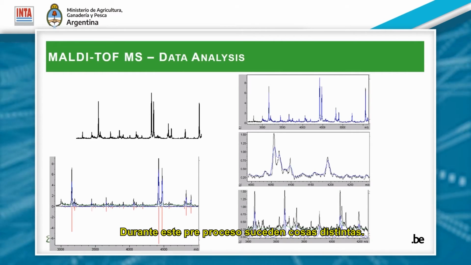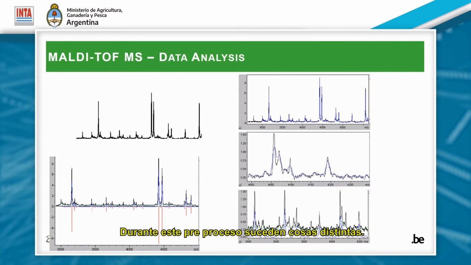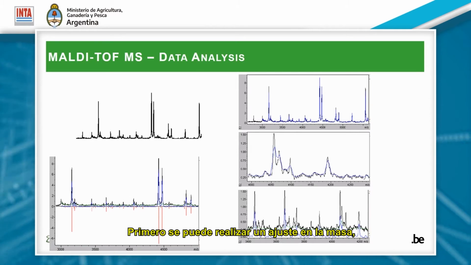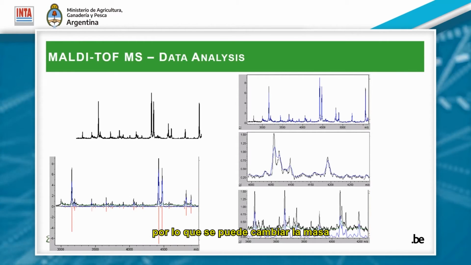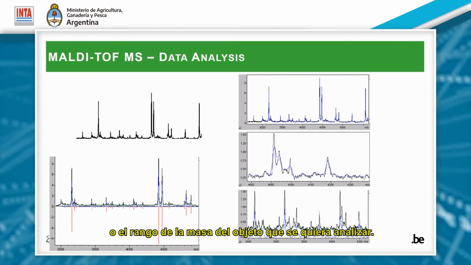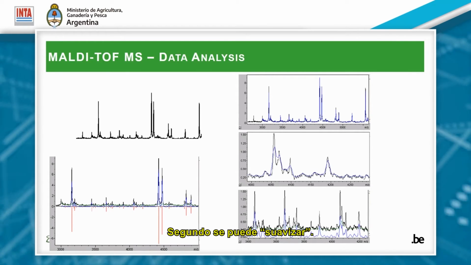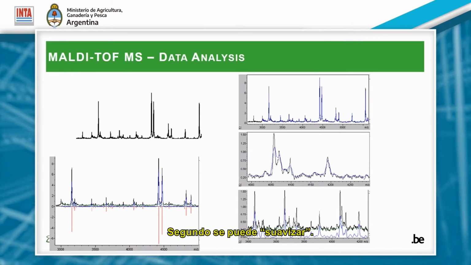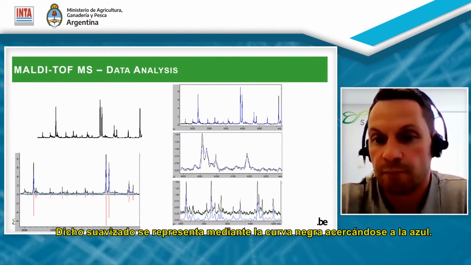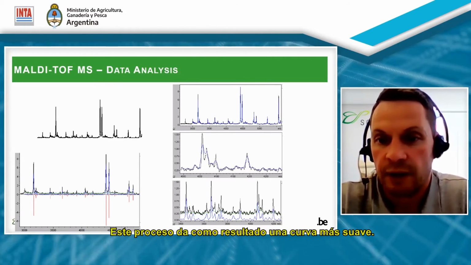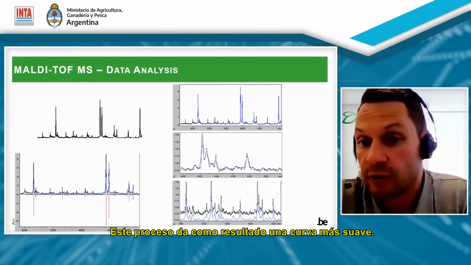Now, during that process, different things are going on. First, you can have a mass adjustment. So you can change the mass or the target mass range you want to analyze. Second, you can do a smoothing. And the smoothing is represented by the black towards blue curve. Smoothing results in a smoother curve.